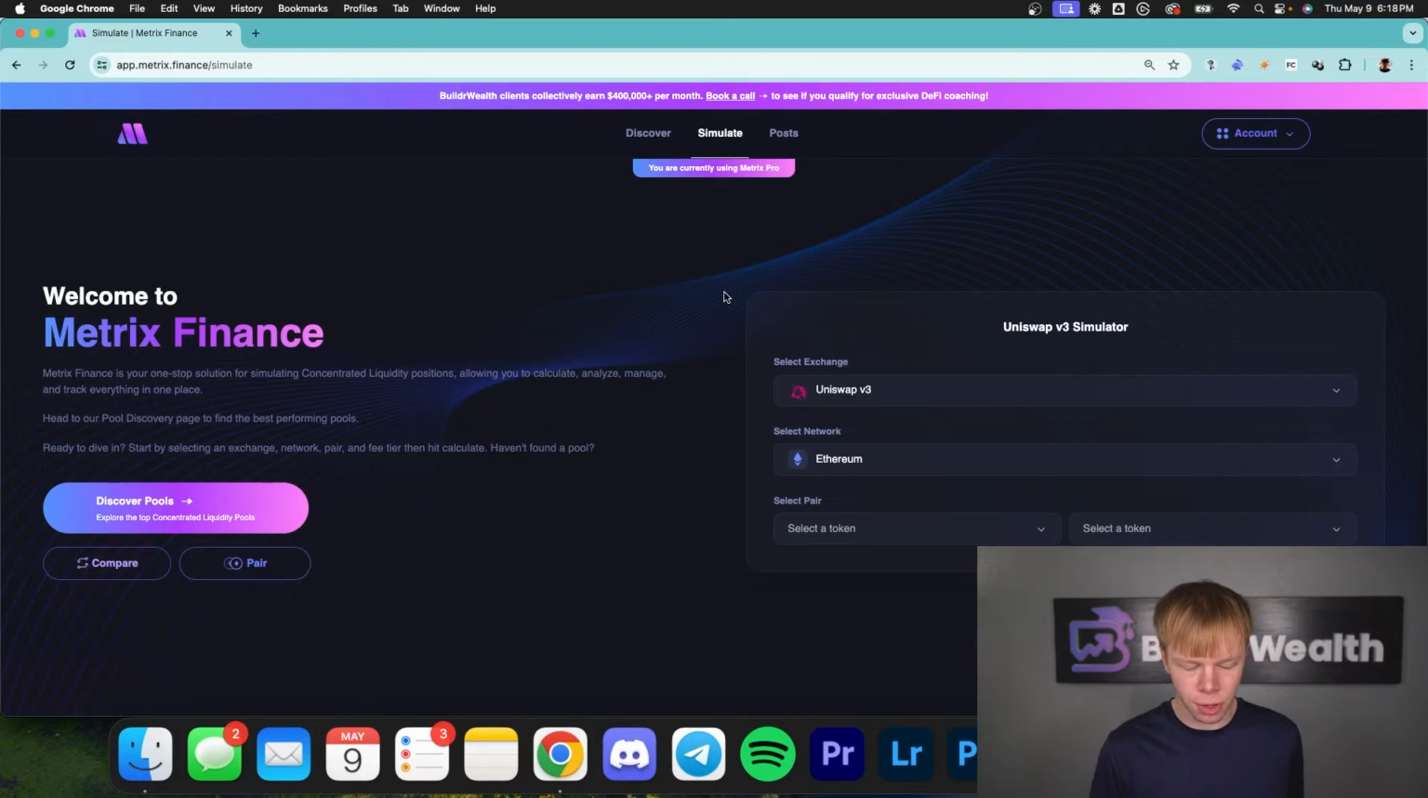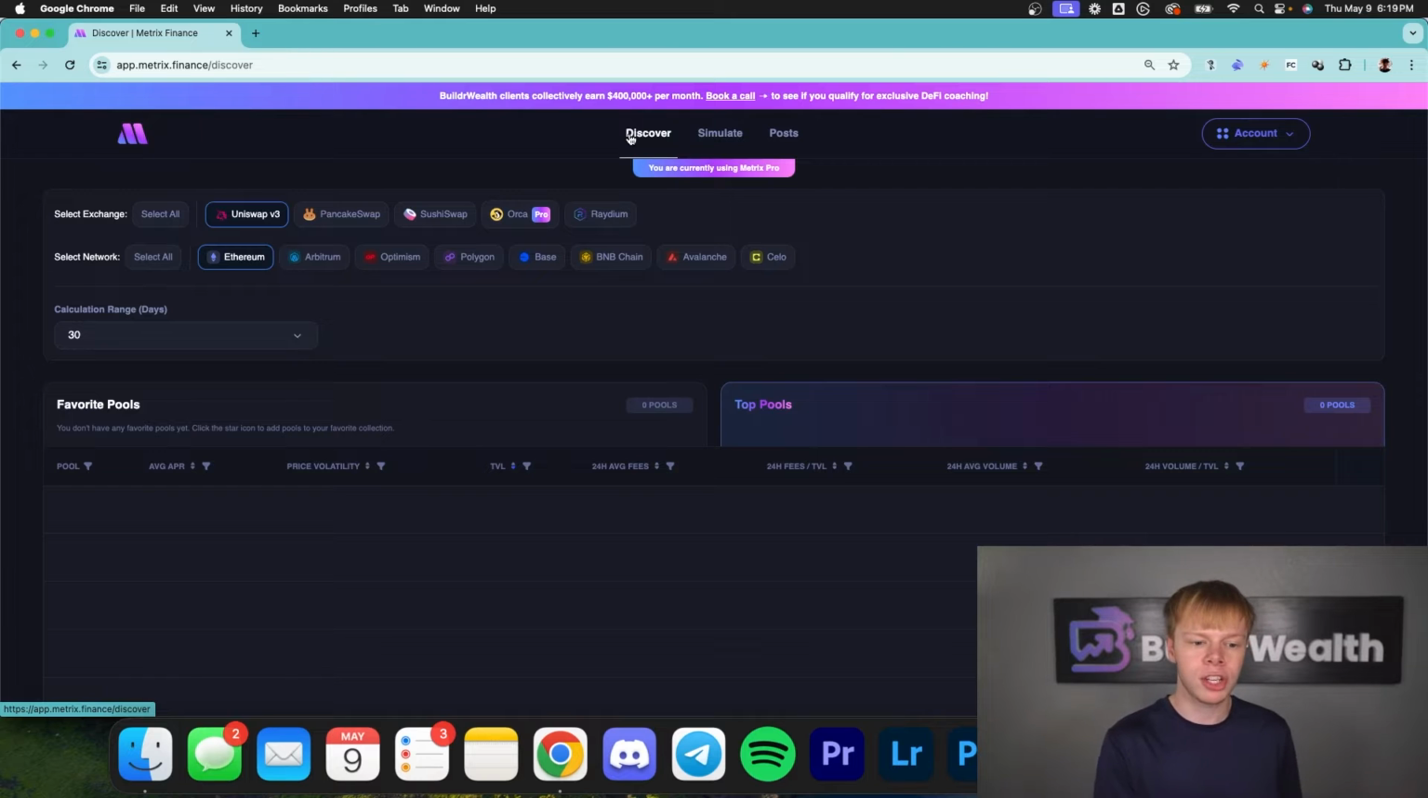The first page that we're going to start off on is obviously Metrix.finance. This is a tool that we're going to be using. It's an all-in-one tool. We don't need to use anything else. And since we don't have any liquidity pool to simulate quite yet, we need to head into the Discover section. The Discover section is where we're going to be able to identify different concentrated liquidity pools.